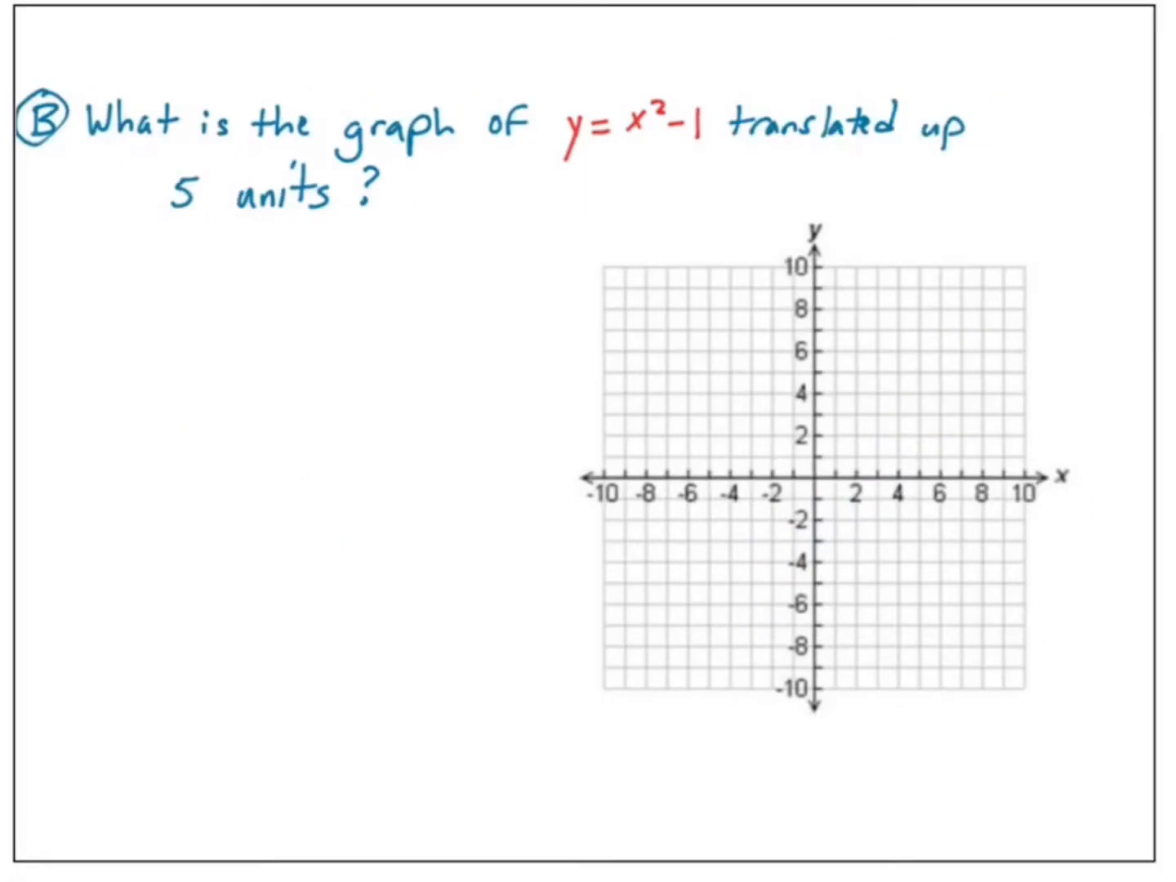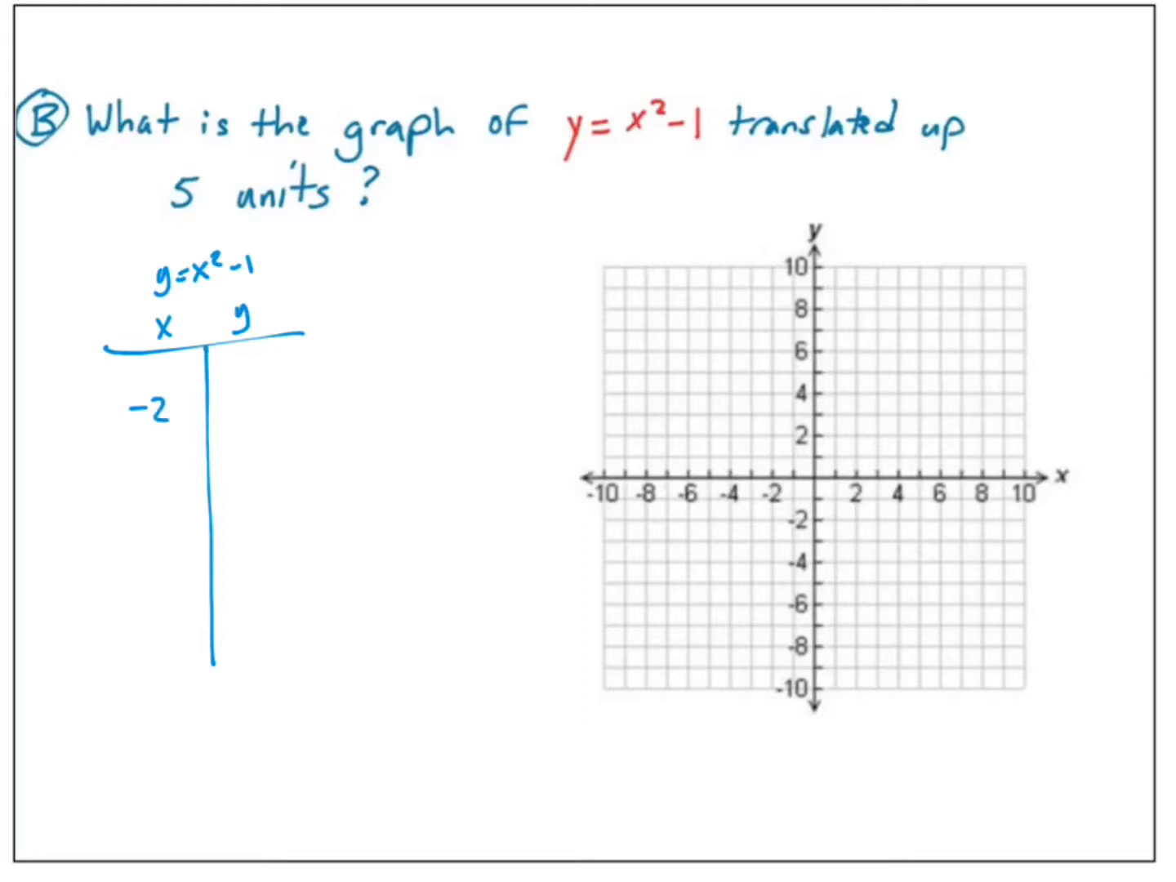All right, let's take a look at the next one. What is the graph of y equals x squared minus 1 translated up 5 units? You could use a table of values to graph y equals x squared minus 1. I'm just going to choose some values. You could also use a calculator.